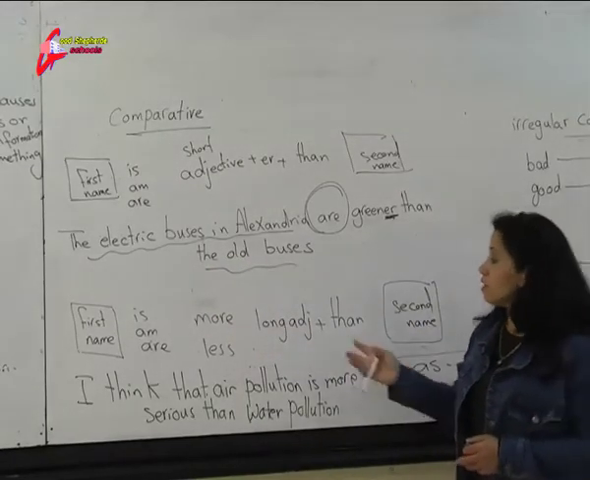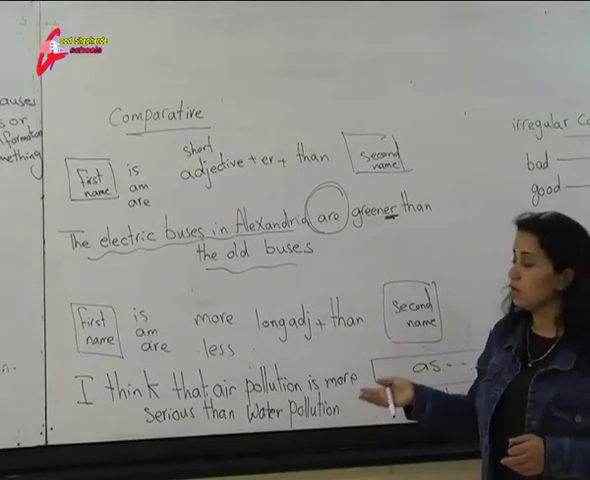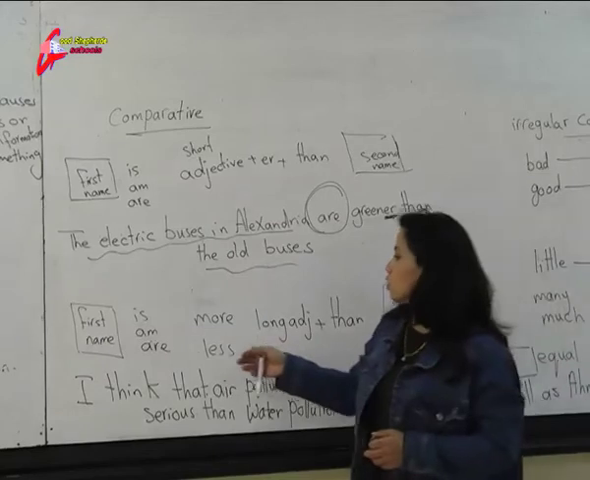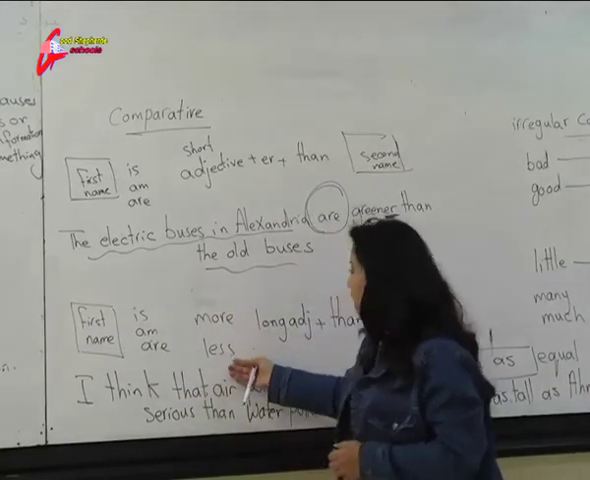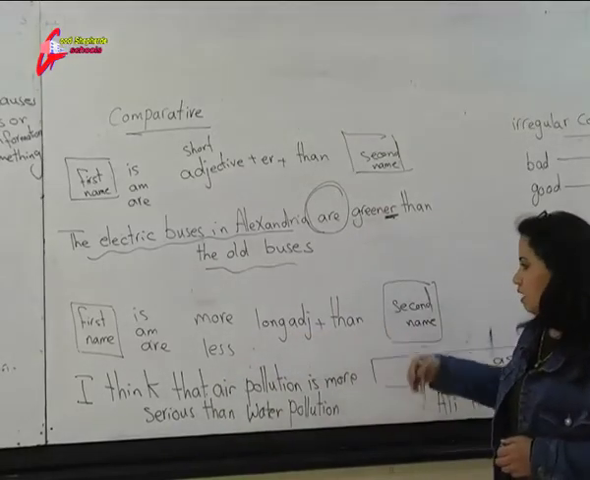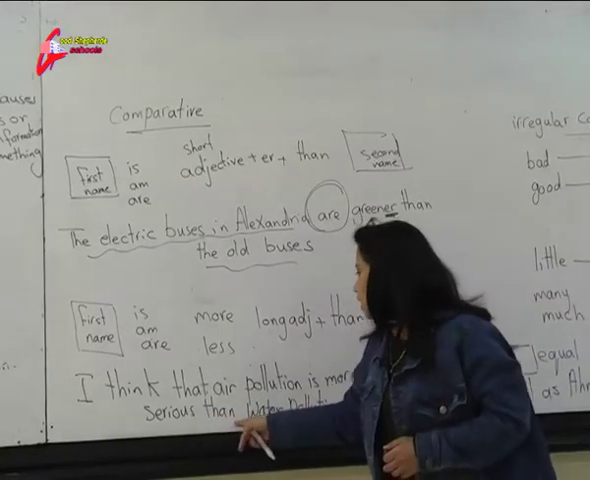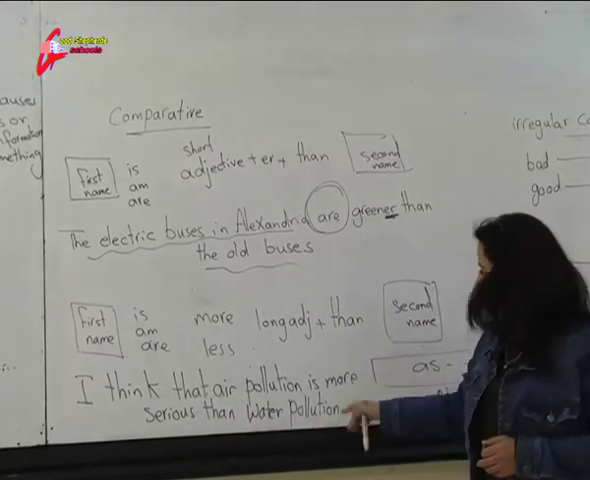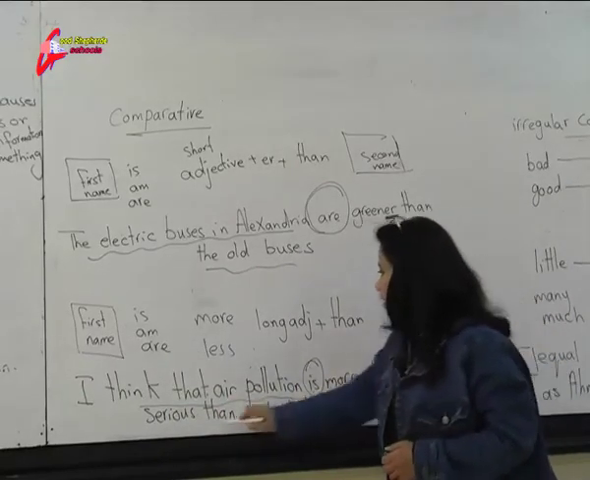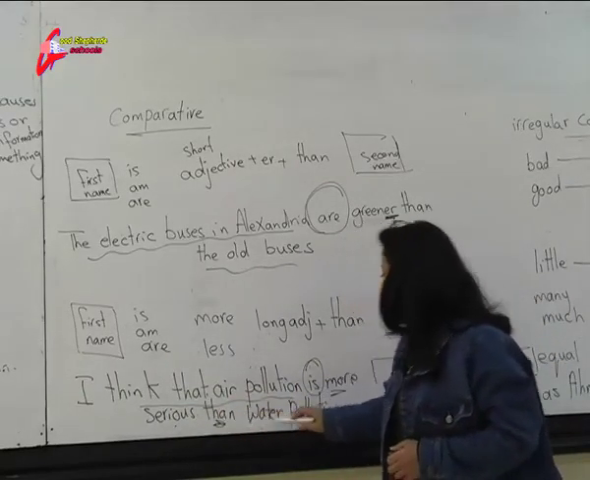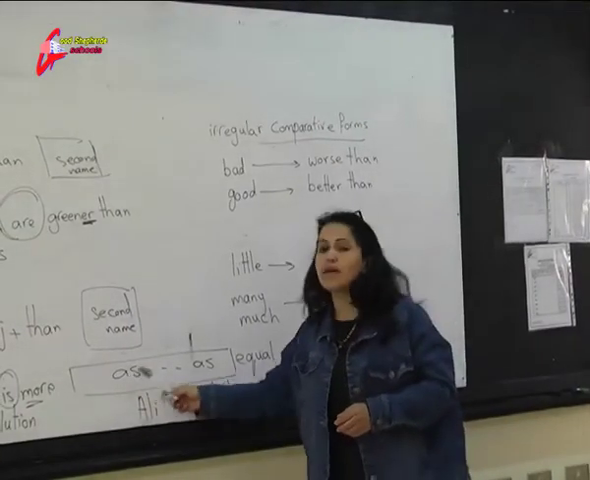Okay. If it's a long adjective, it means it consists of more than one syllable, maybe 2 or 3 syllables. So we have also the first name, is, am, are, more or less, and the long adjective, than. Like, I think that air pollution is more serious than water pollution. So we have first name, air pollution, is, more, and the adjective, than, and water pollution, this is the second name.